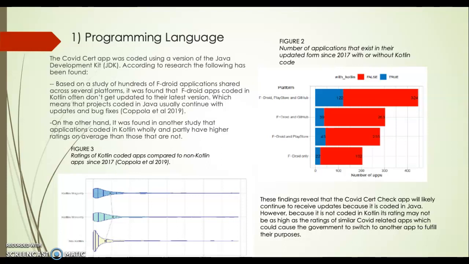These findings reveal that the COVID Cert Check app will likely continue to be updated because it is coded in Java. However, because it is not coded in Kotlin, its rating may not be as high as the ratings of similar COVID-related apps, which could cause the government to switch to another app to fulfill their purposes.